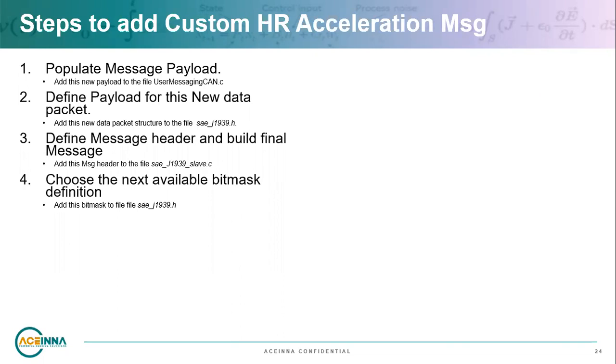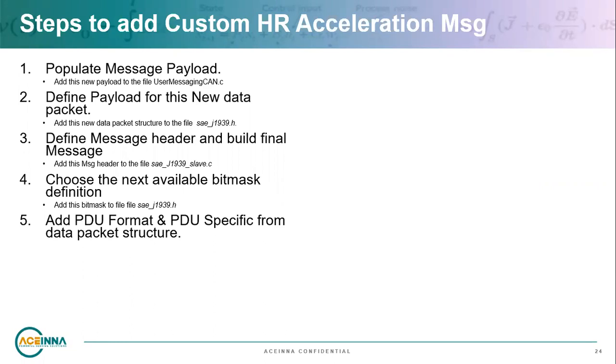So why do we have to add the bit mask? As you all know, the bit mask is useful for turning on and off a particular message. So if you want to broadcast all the messages, you can enable all the bits. But if you only want to turn on this particular custom message, then you can enable this particular bit and disable all the other bits. In that case, only this particular message will be outputted on the CAN bus from the product.